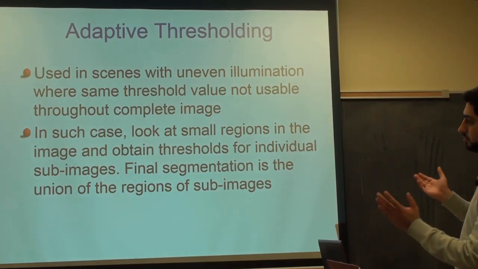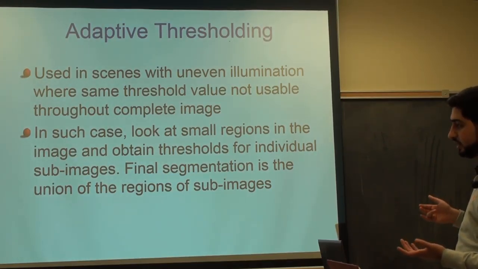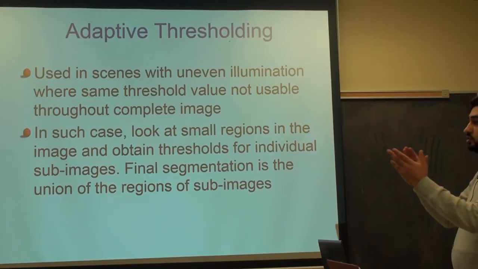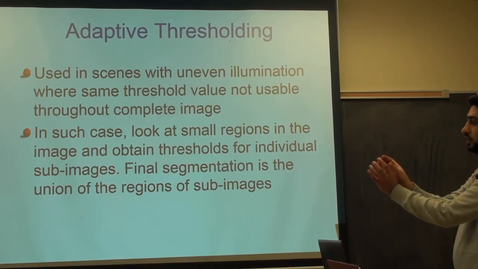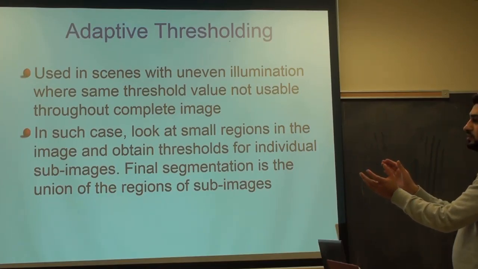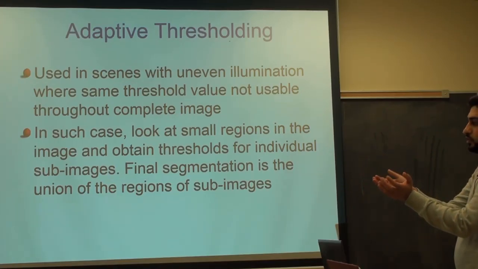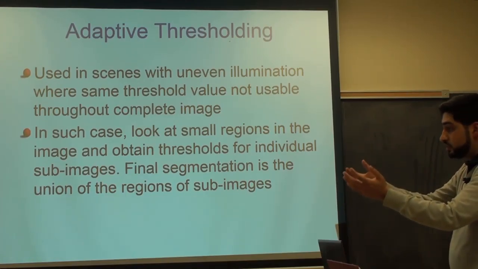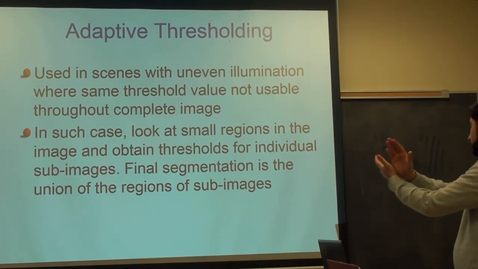One of the basic ideas is, instead of looking at the image as a whole, we chop it down into small sections, then look at each region alone. We assume that in a small section the illumination will be uniform across the whole block.